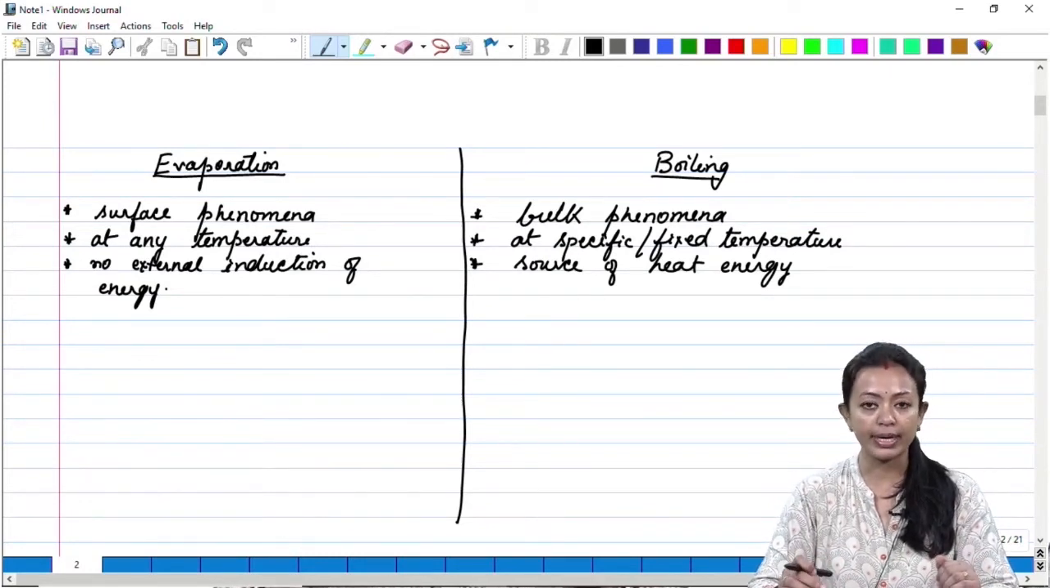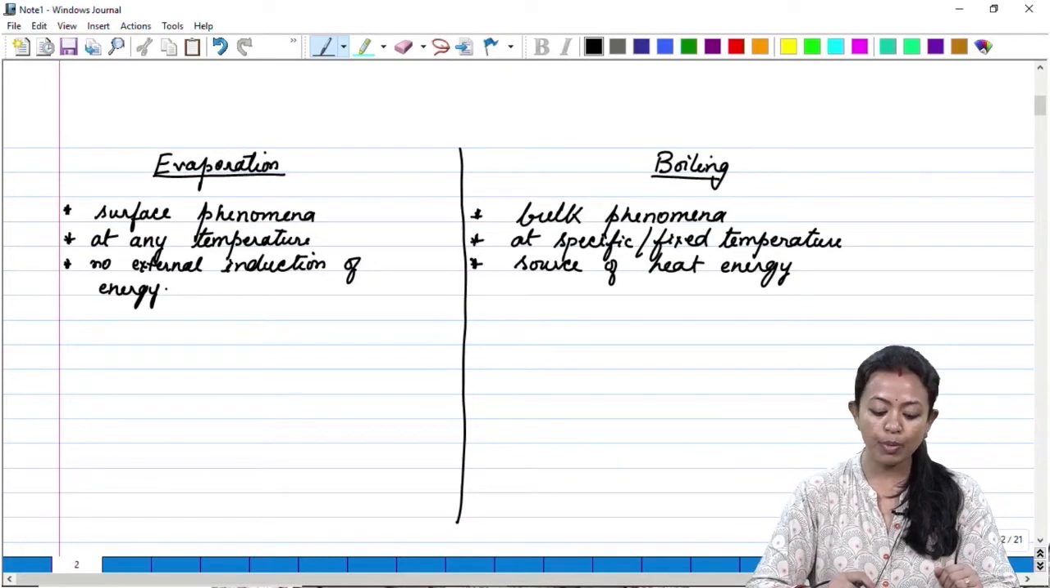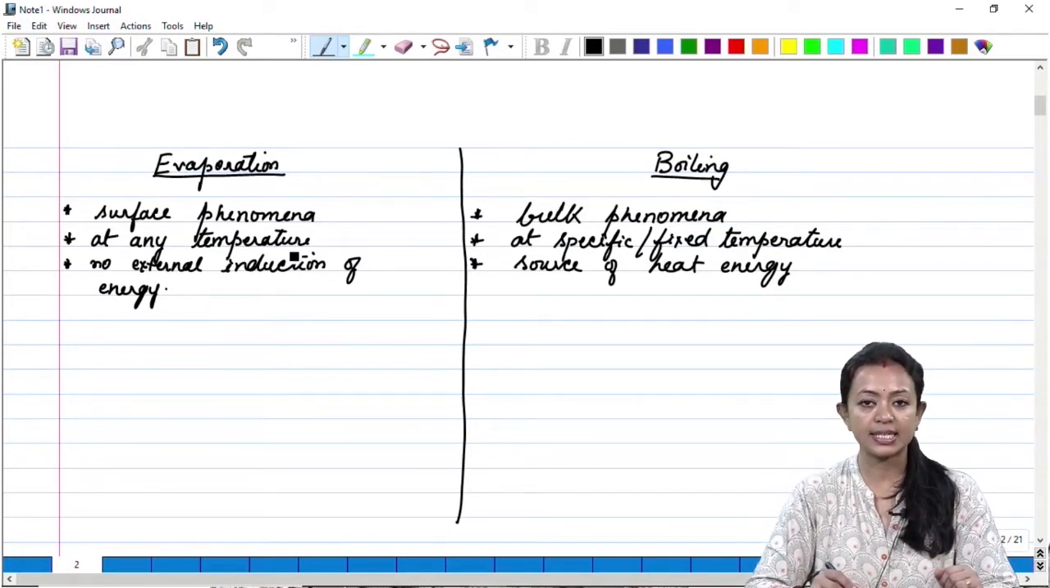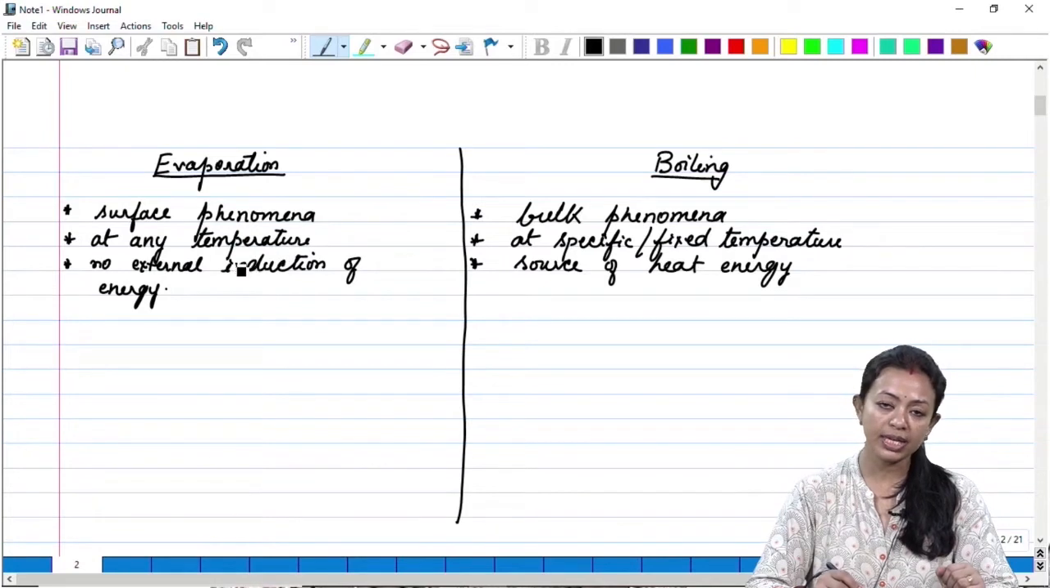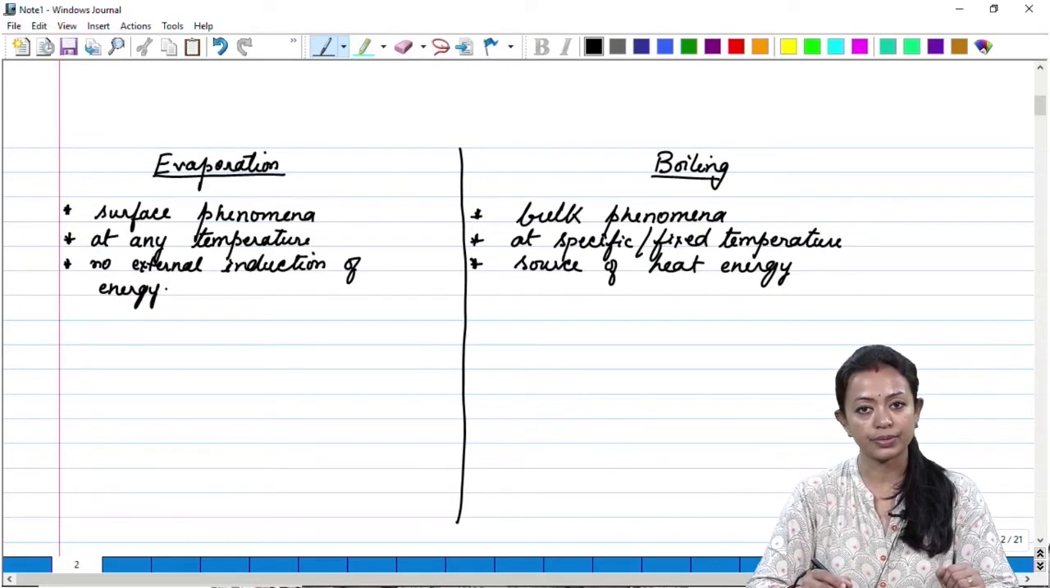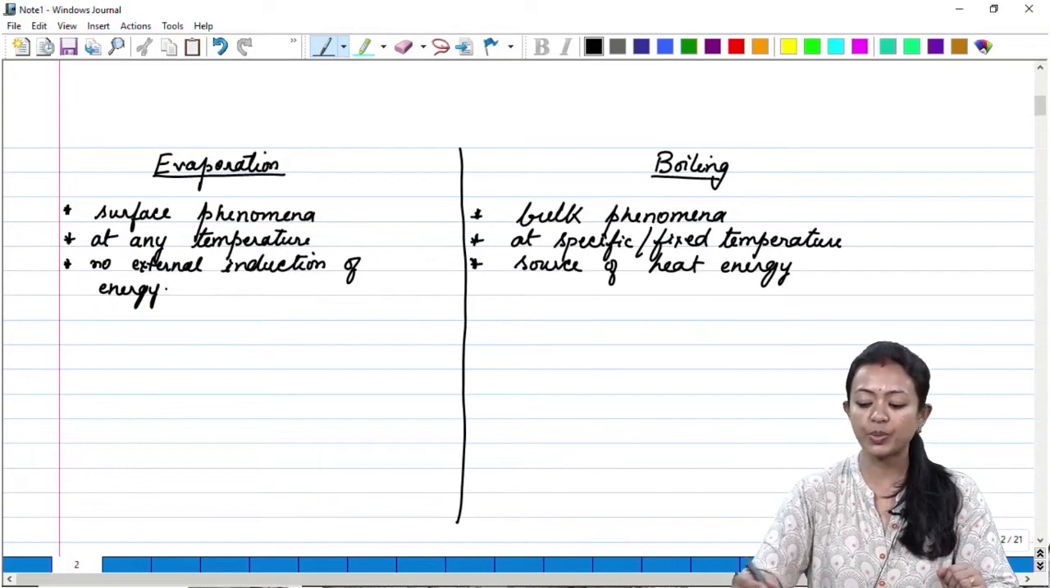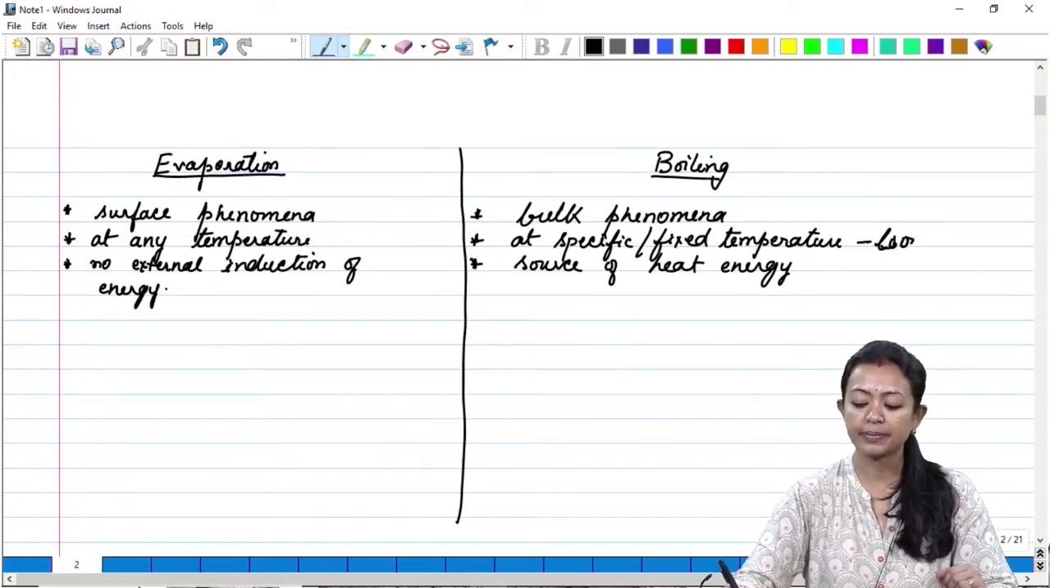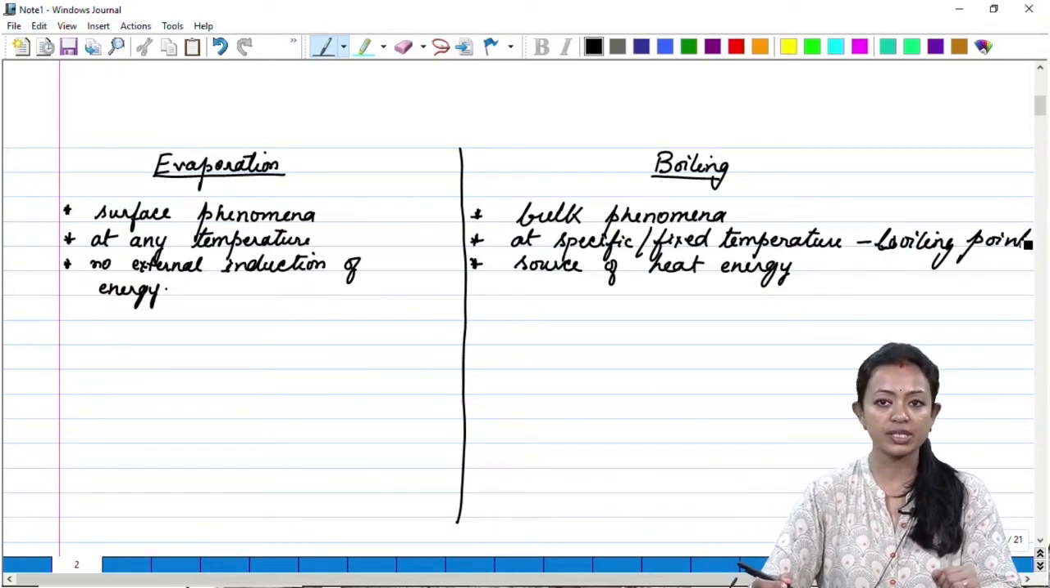But in case of boiling, you are providing energy to the system so that every particle can gain that energy and get converted into the gaseous state at a faster rate. Second point is that evaporation happens at any temperature, at a lower temperature, even at a higher temperature. The only difference is the rate of evaporation would depend on the temperature. Whereas in case of boiling, it happens only at a specific temperature, which we term the boiling point. It happens only at the boiling point, but for evaporation, there is no fixed temperature.